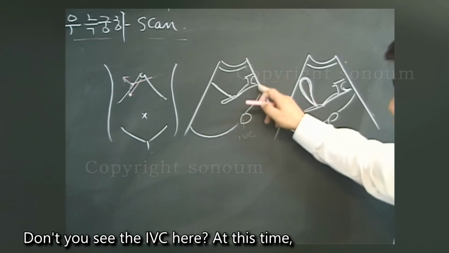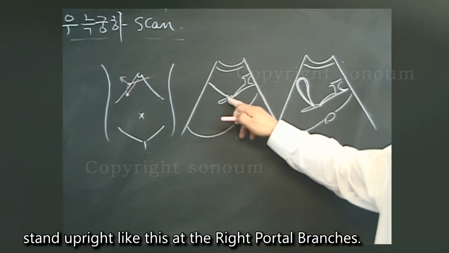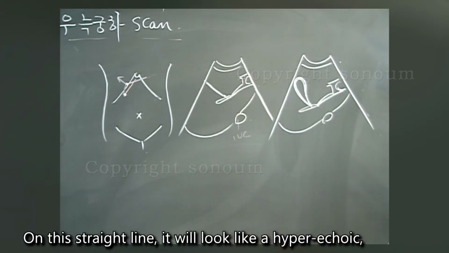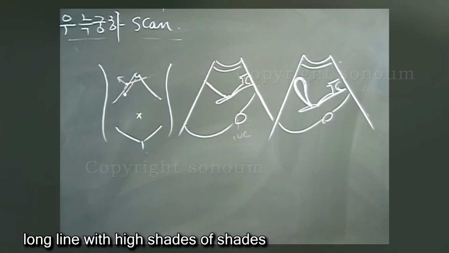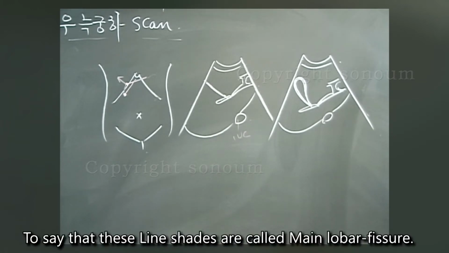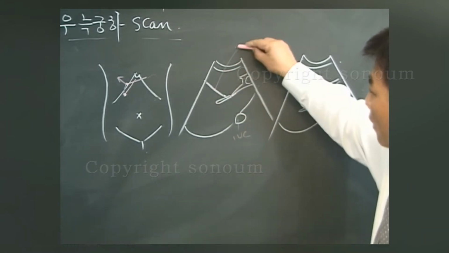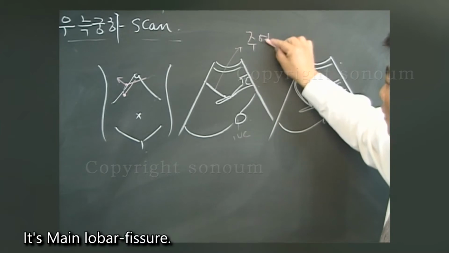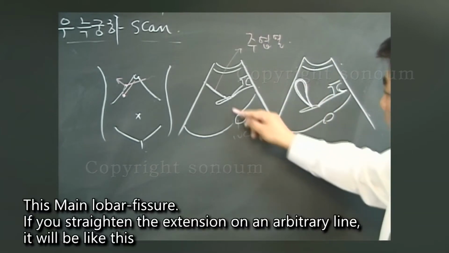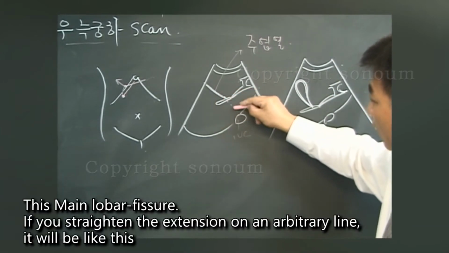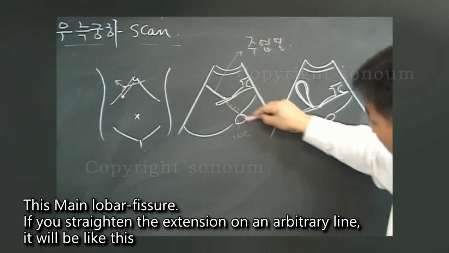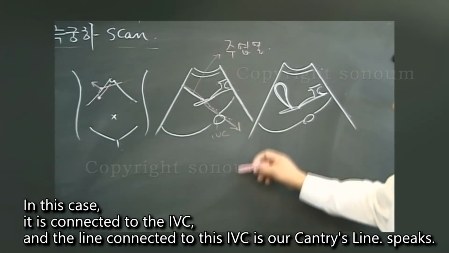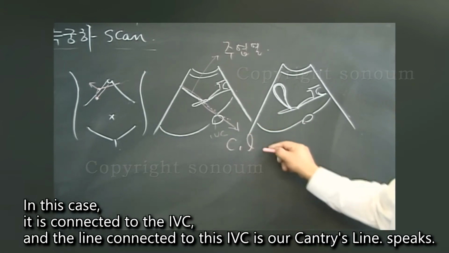Don't you see the IVC here? At this time, stand upright like this at the right portal branches. On this straight line, it will look like a hyperechoic, long line with high shades. These line shades are called the main lobar fissure. It's the main lobar fissure. If you straighten the extension of this main lobar fissure along an arbitrary line, it will be like this. In this case, it is connected to the IVC, and the line connected to this IVC is Cantlie's line.